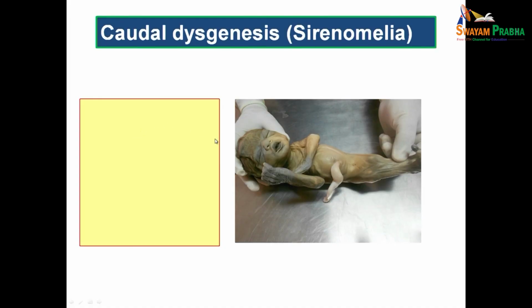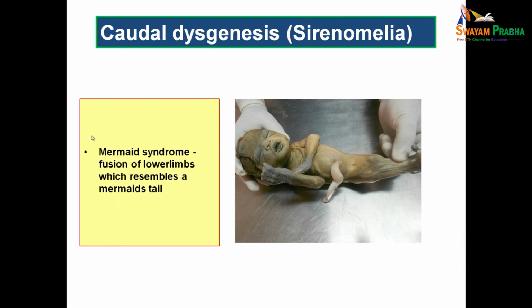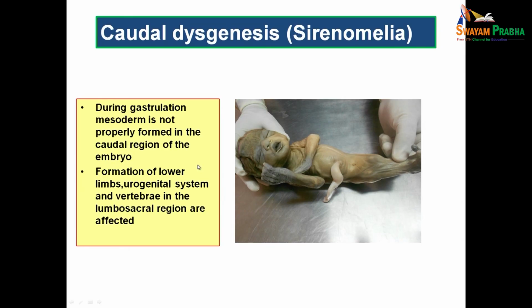So, let us see the applied aspects. This was the opening statement, the caudal dysgenesis or sirenomelia. This is otherwise known as mermaid syndrome because of the fusion of the lower limbs, which resembles a mermaid's tail. That is why this condition is known as mermaid syndrome.